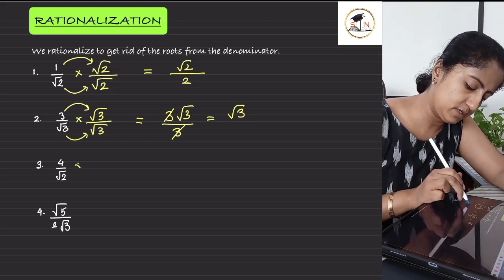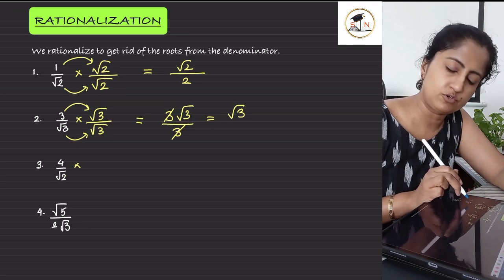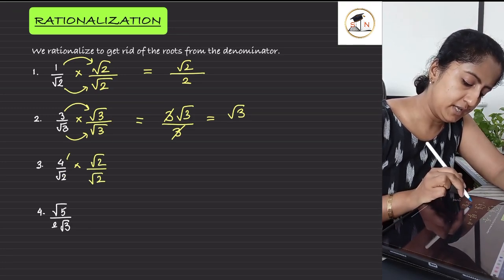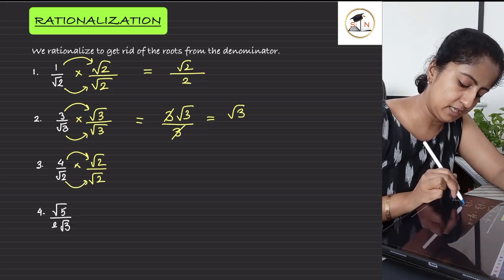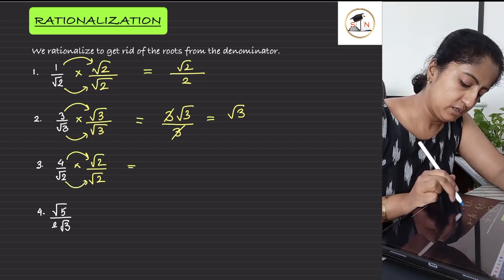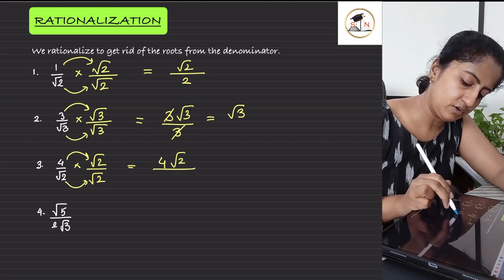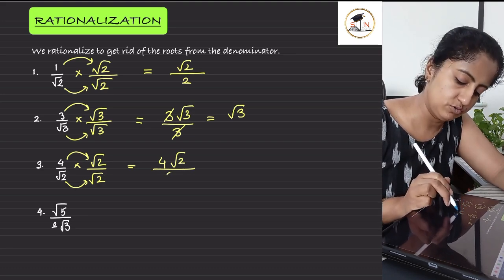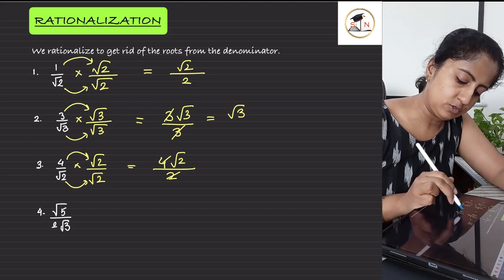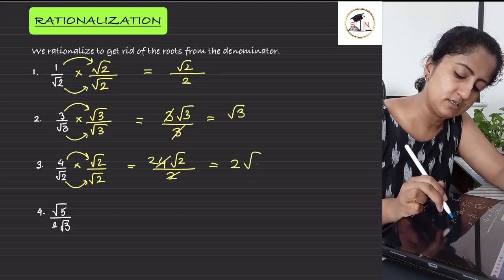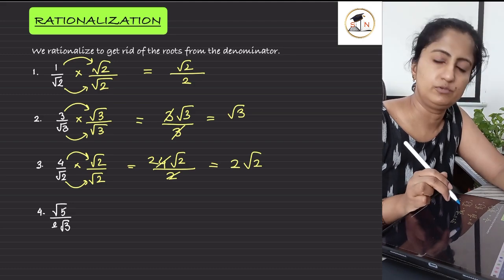Now, the next one, we have 4 over root 2. So we multiply and divide with root 2. Repeating the process, they will get multiplied. Now 4 into root 2 gives us 4 root 2 over root 2 times root 2 is 2. 2 and 4 will simplify and leave us with the final answer, that is 2 root 2.